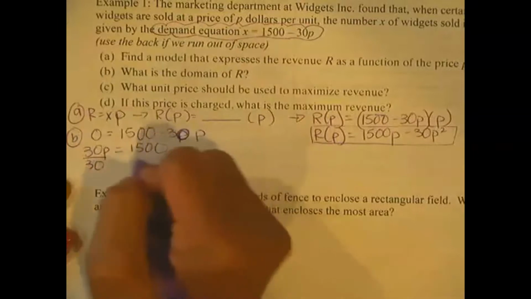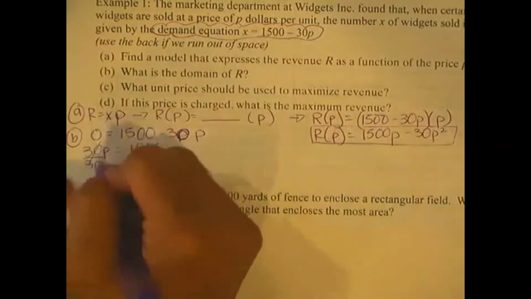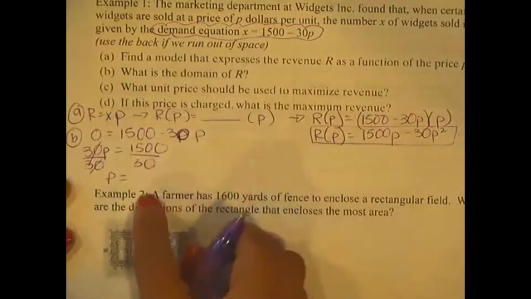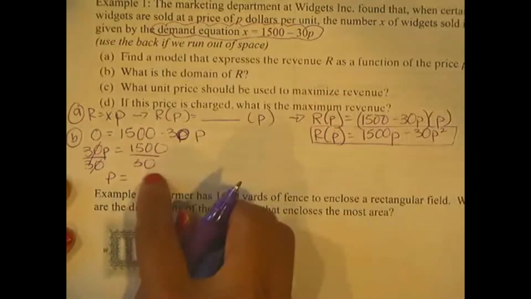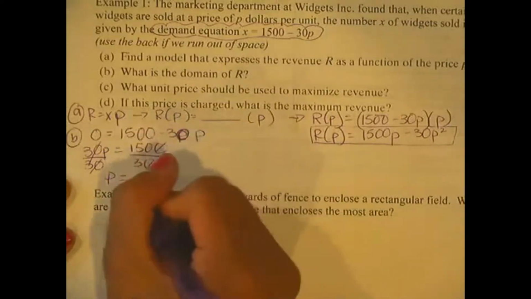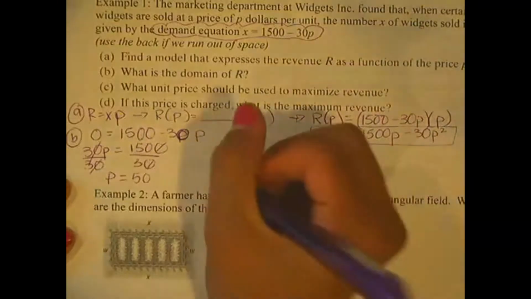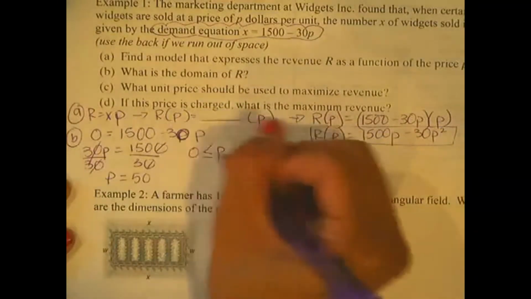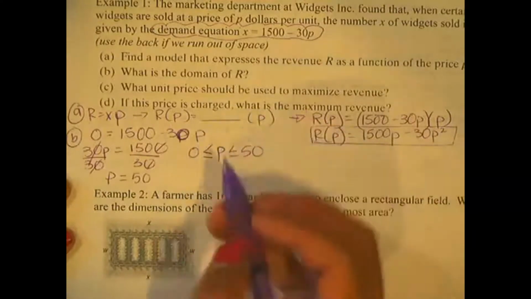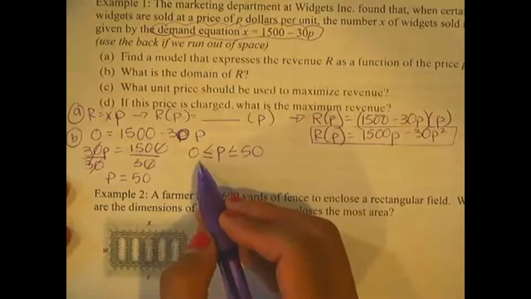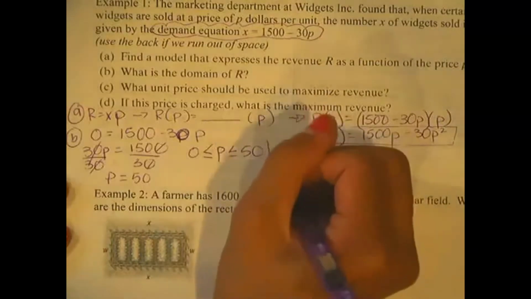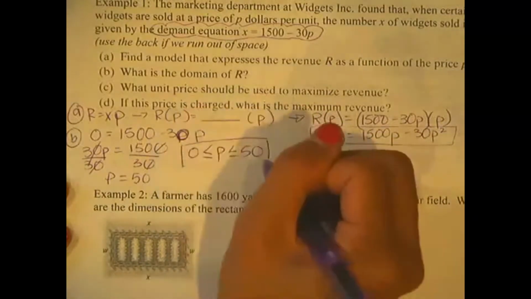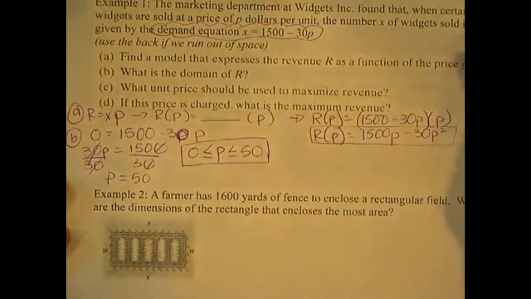Divide both sides by 30. My p is going to be 1500 divided by 30, which is 50. So the price I can charge, which is the domain, goes from 0 all the way to 50. Some might argue that you don't want to charge 0, you can give it away for free. So I think 0 is okay. I just can't see it being negative.